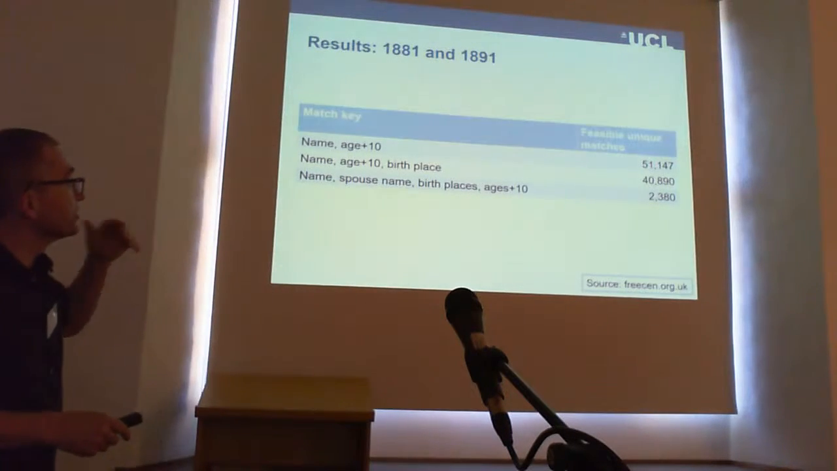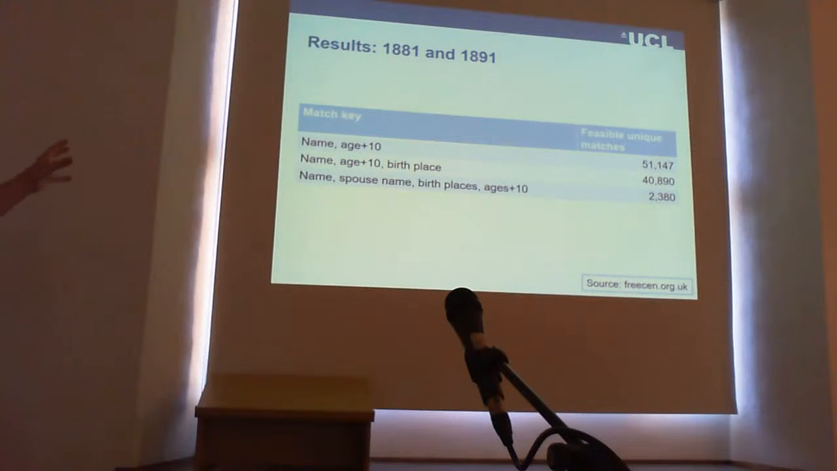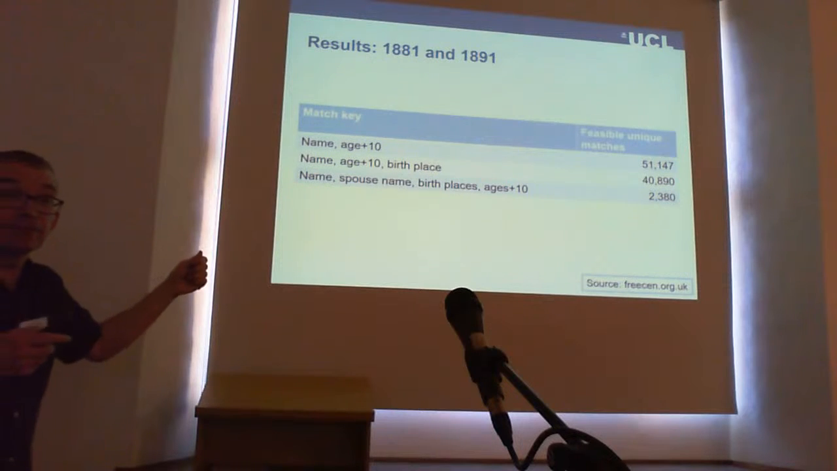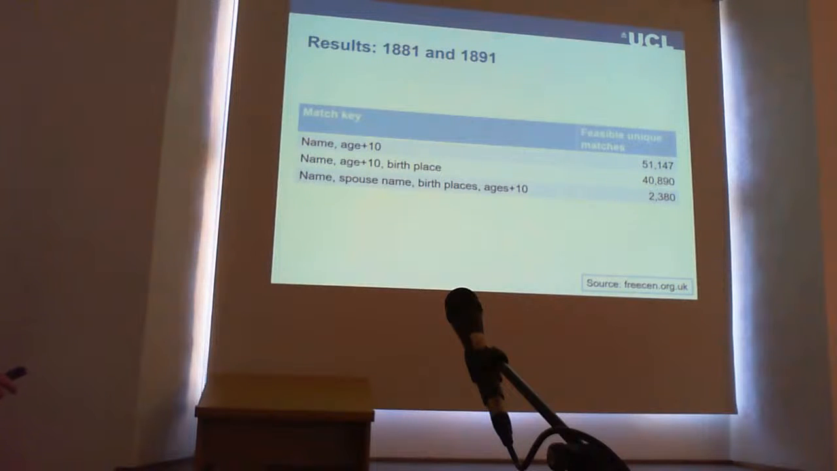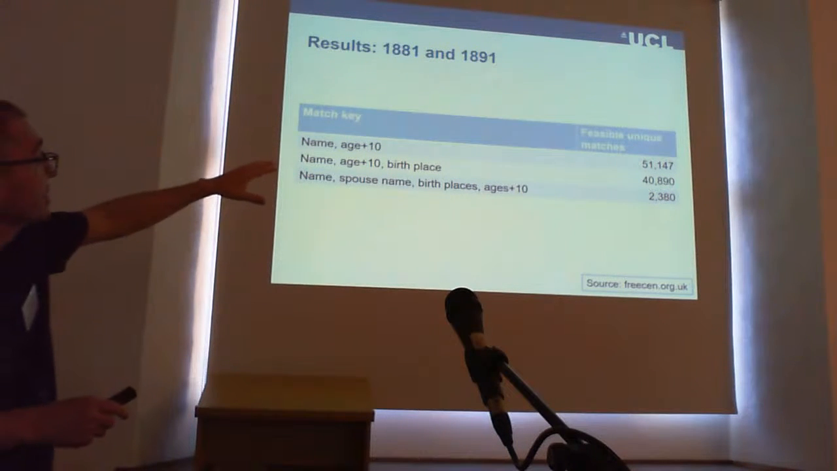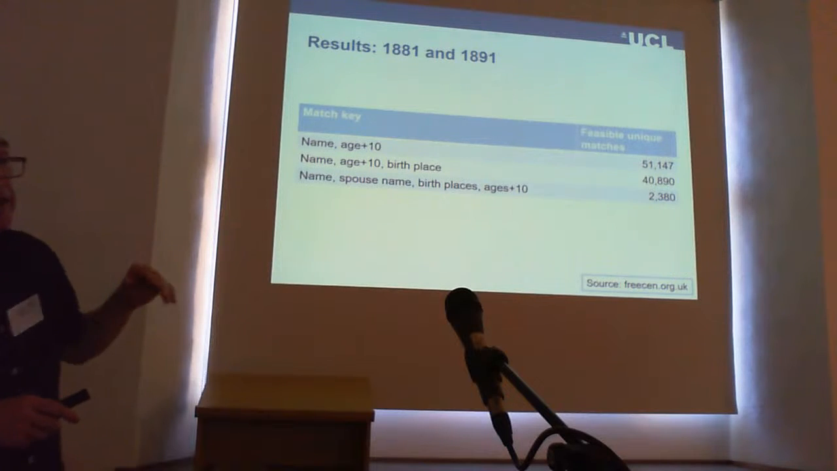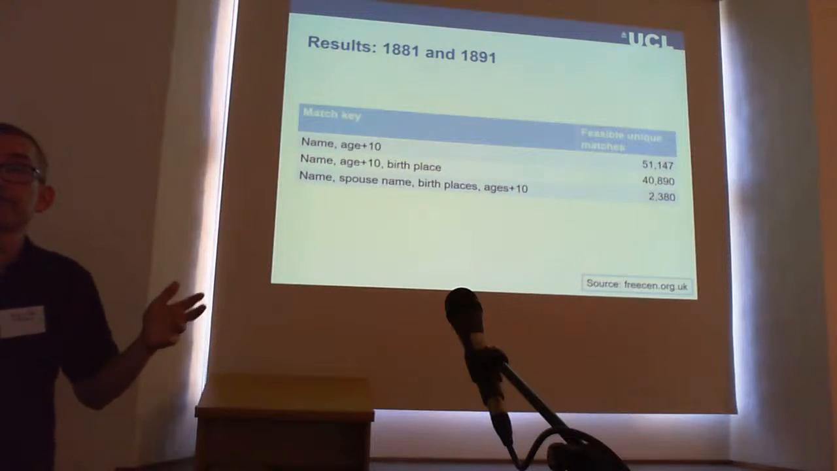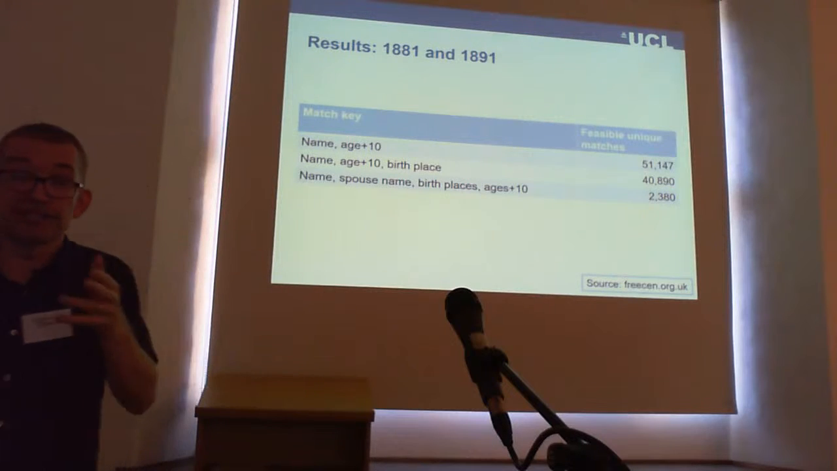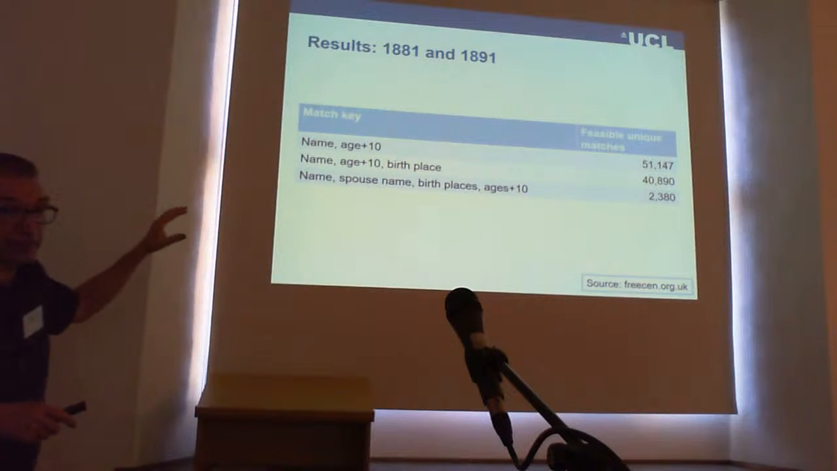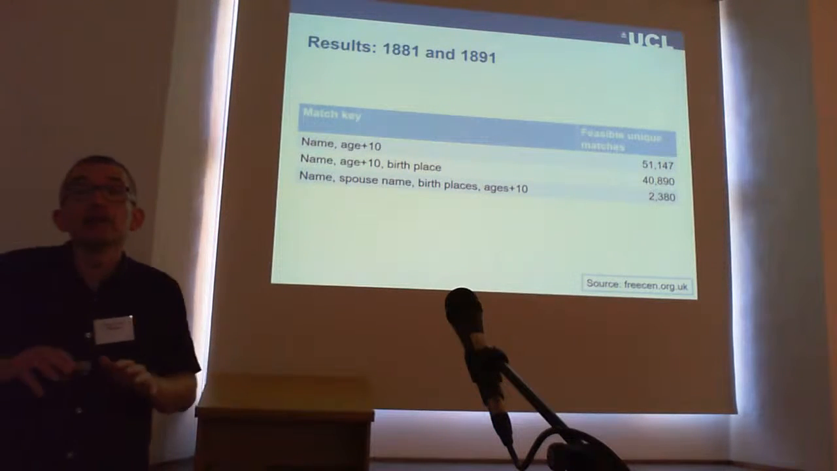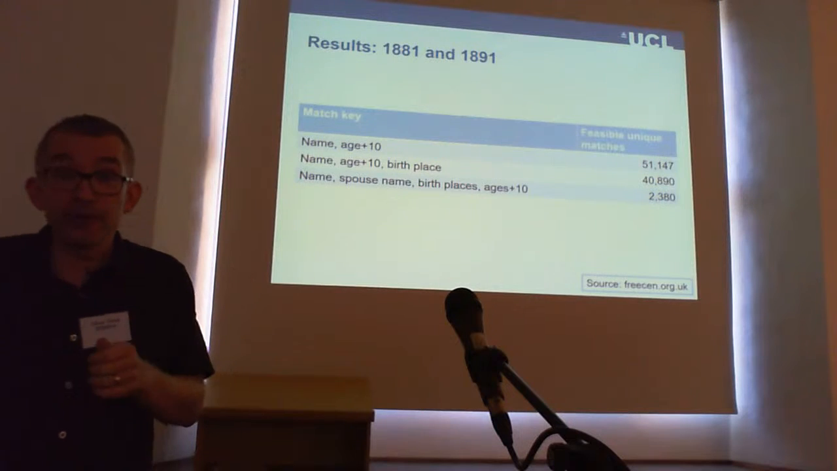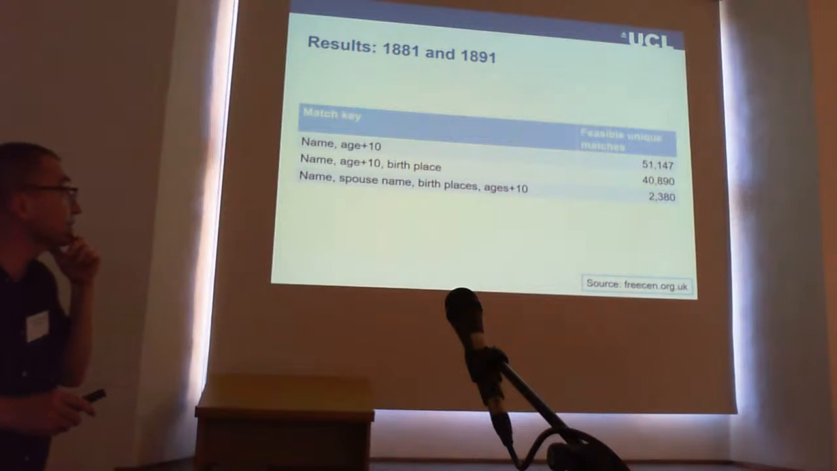So using those ideas, if I'm looking at individuals, just looking at people with the same name whose age is 10 years different, I get 51,000 matches between 1881 and 1891. That's not bad, out of 300,000-ish people at each time. If I add in birthplace, that goes down to 41,000. So fewer people, but I'm a lot more confident that they're a genuine match because their birthplaces match as well.